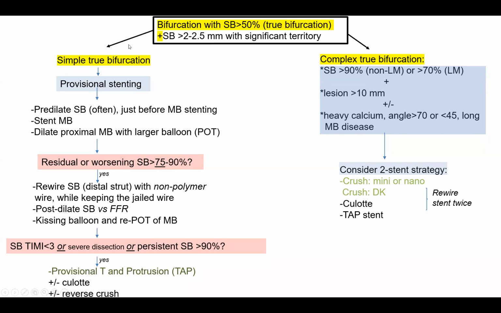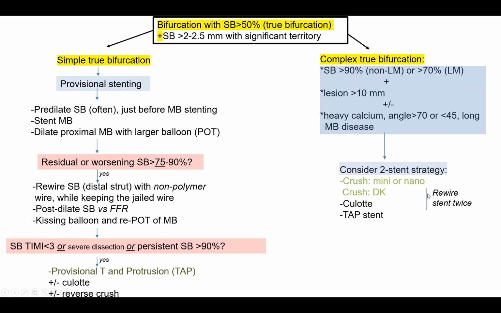Now here we split that into, like I said, simple true and complex true bifurcation. Again, complex true has to have many features: long, over 10 millimeter, more than 90% in non-left main or 70% in left main, meaning the left circumflex will be 70% in case of left main disease. And you need to have heavy calcium, heavy main branch disease, or unfavorable angle. In those cases, we do complex two-stent strategy. My preferred is the mini or nano crush. You can also do the DK crush and culotte, or TAP, a planned T-stenting.